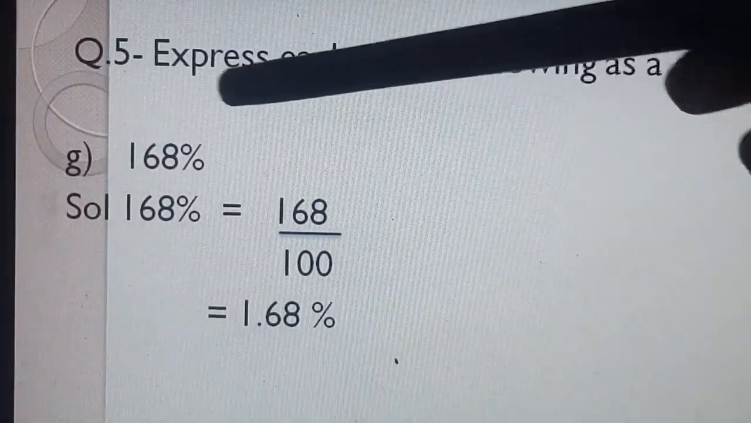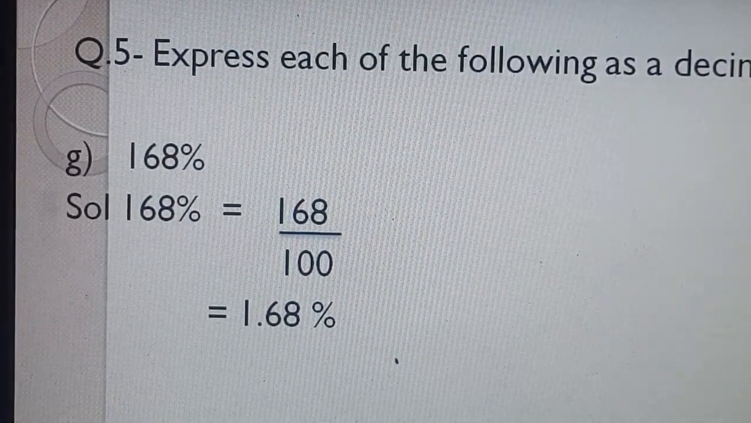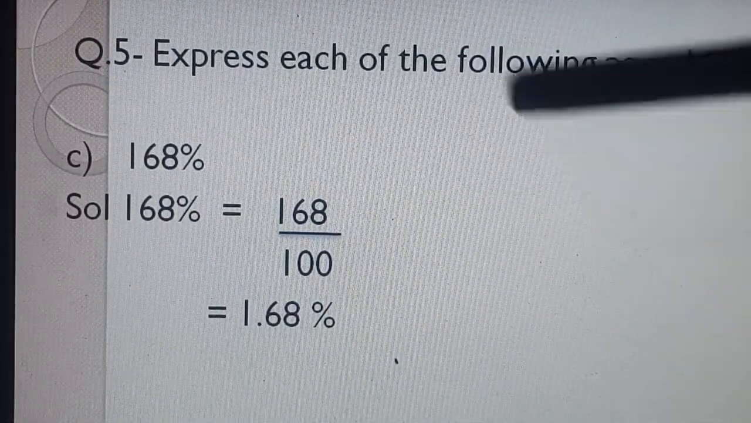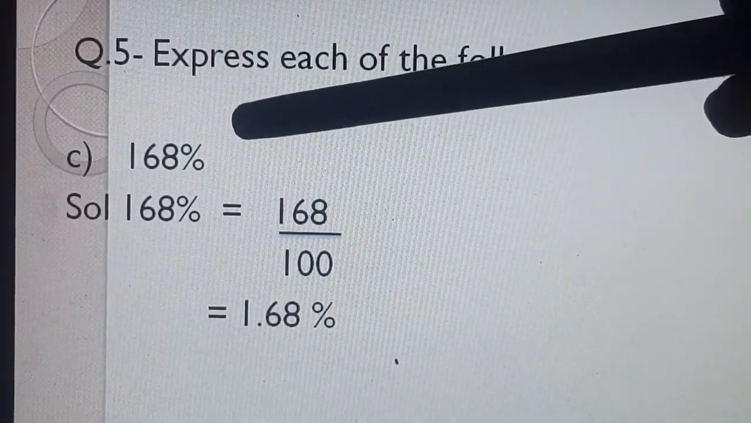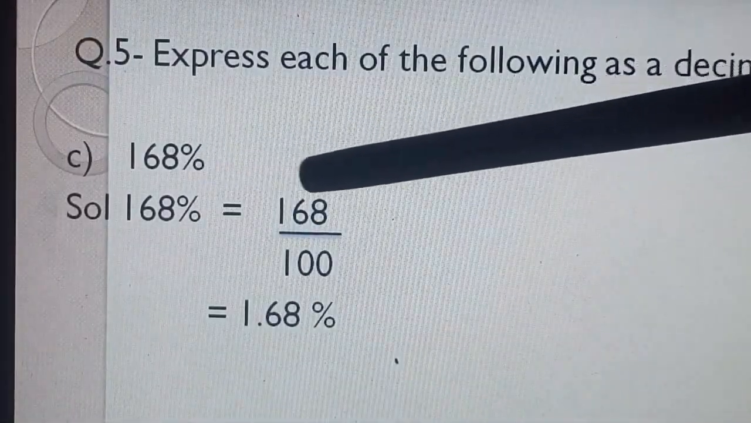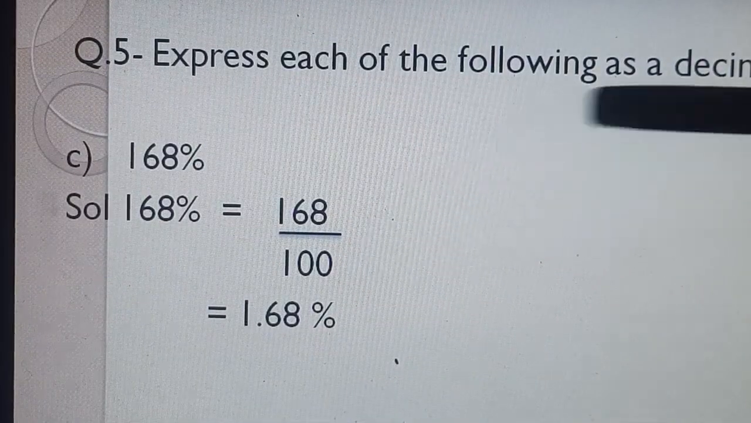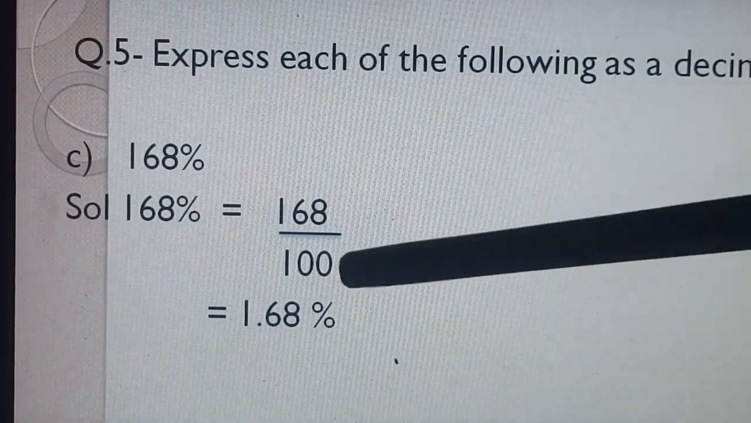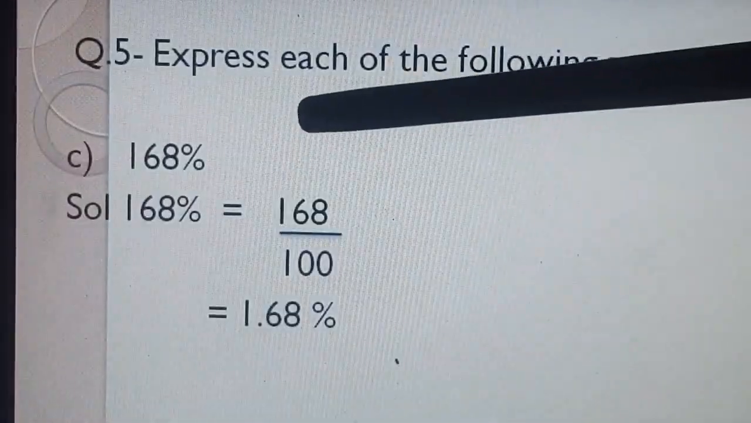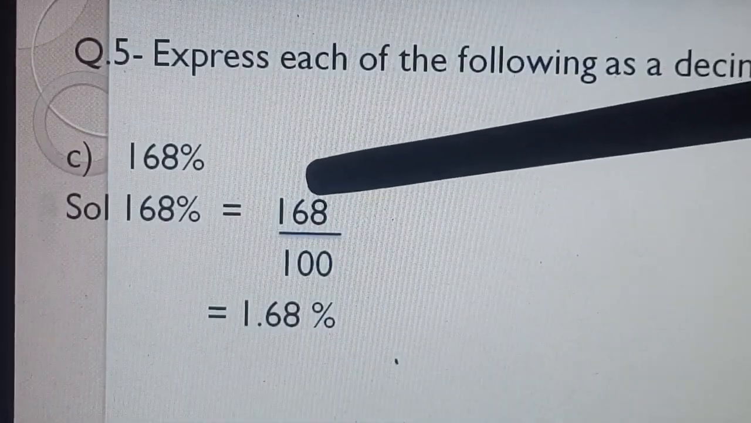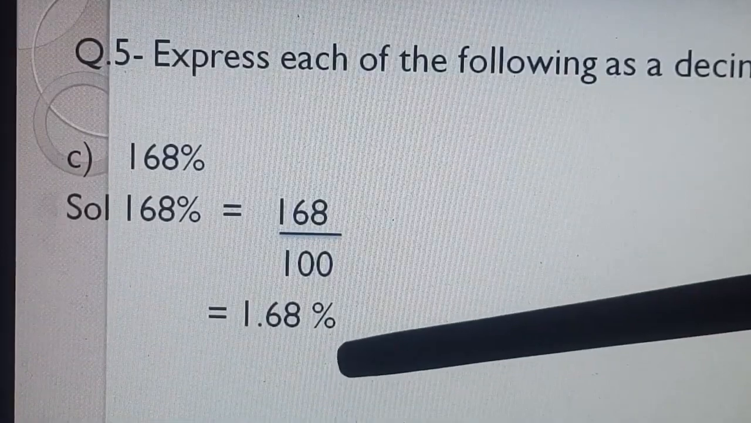Next is our G part, 168%. Don't get confused, this is C part in your book. Okay. So 168% means 168 upon 100. Understood? Now we have to change into decimal. 1 and 2. 1 and 2. Now put decimal here between 1 and 6. So our answer has become 1.68.